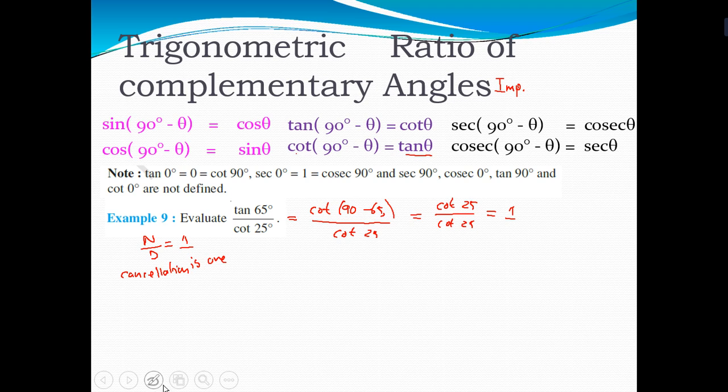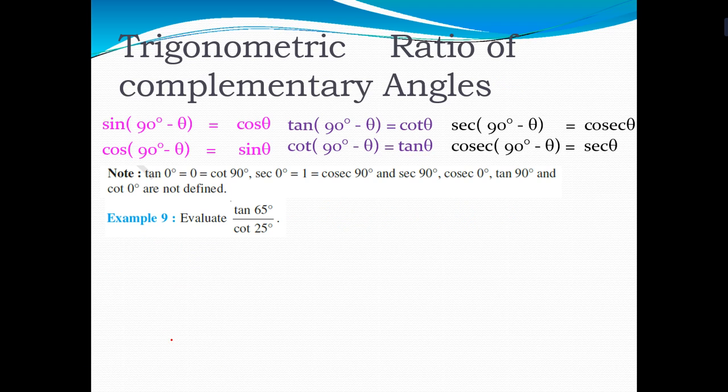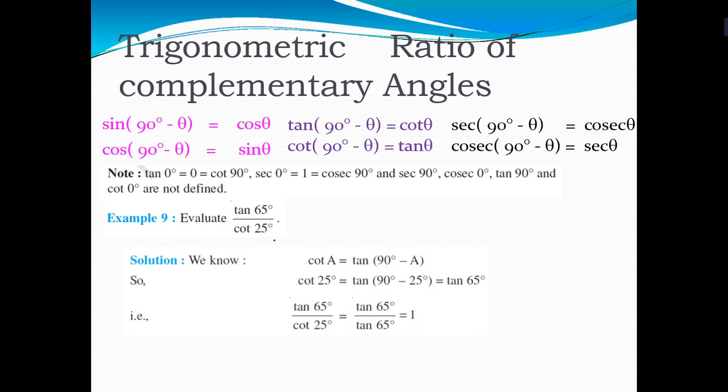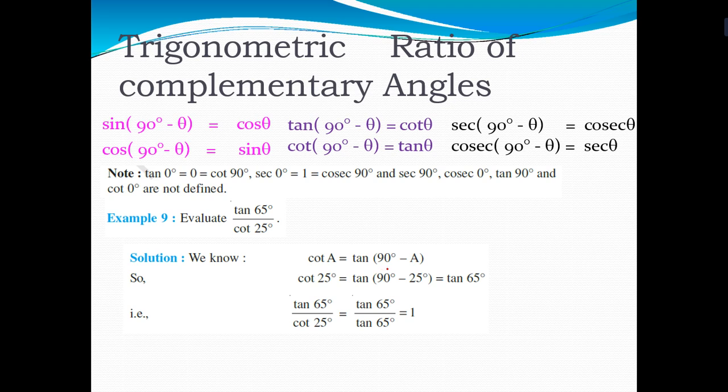Always remember it. Let us see whether the answer is correct or not. We know that tan A is equal to cot 90 minus A, so tan 65 is equal to cot 90 minus 65. Here we change the tan. We can change tan 65 into cot 25 or cot 25 into tan 65. Both ways it is correct. Again here, instead of cot 25 I can write tan 90 minus 25, so tan 65 upon tan 65, answer is 1.